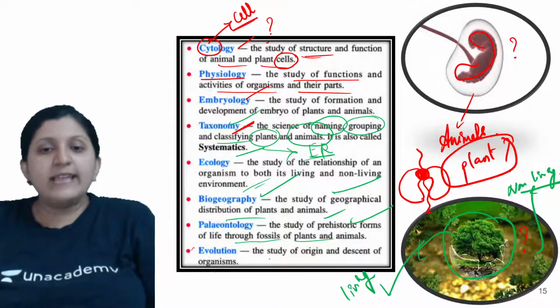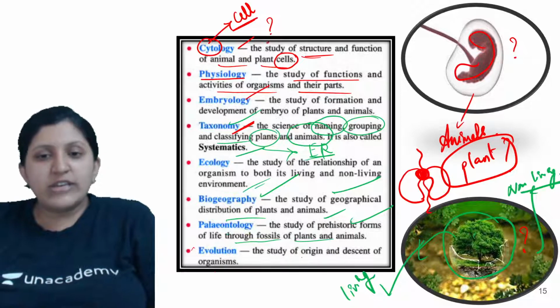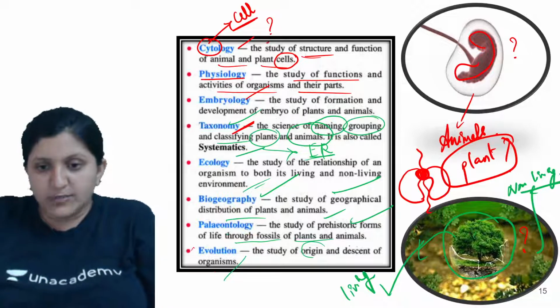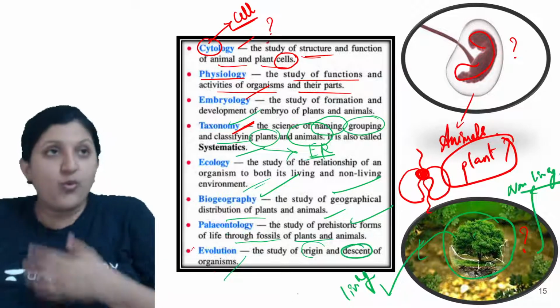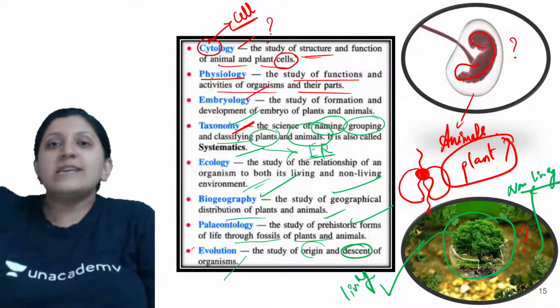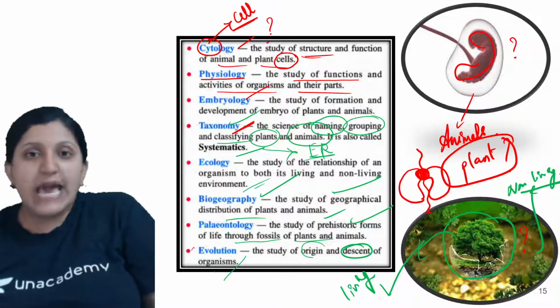Then there is evolution, which is the study of origin and descent of organisms. Sorry, I said absence, but this is descent. So what exactly is descent? Descent is when the evolution has occurred.